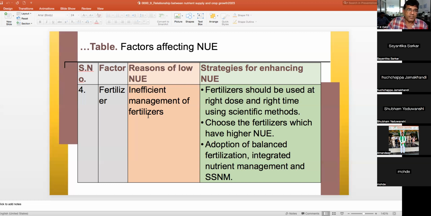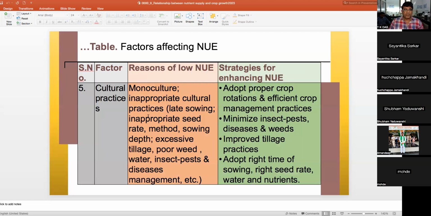Adoption of balanced fertilizer. Here, balanced fertilization is also important if you want to increase the use efficiency of other nutrients. Nutrient use efficiency of NPK will be poor if you do not add sulfur or zinc in many cases. So if you add sulfur and zinc to NPK, it will increase use efficiency of NPK. So balanced fertilization is important, and SSNM can also be used to increase the nutrient use efficiency. So cultural practices or agronomic practices are equally important.